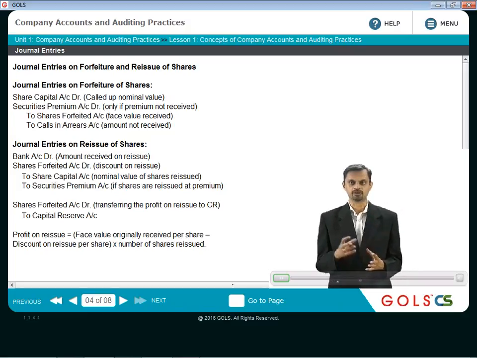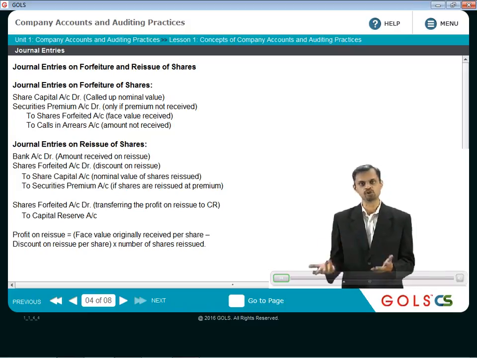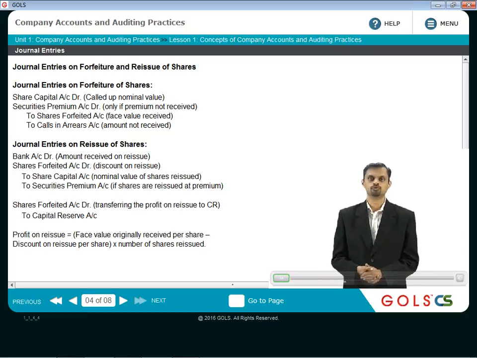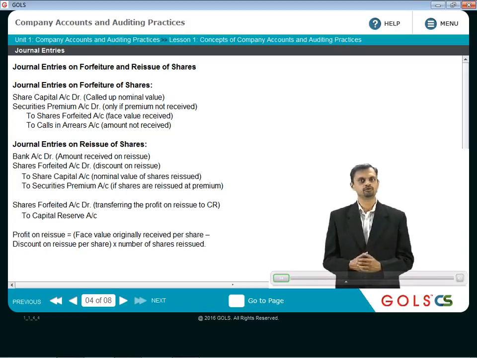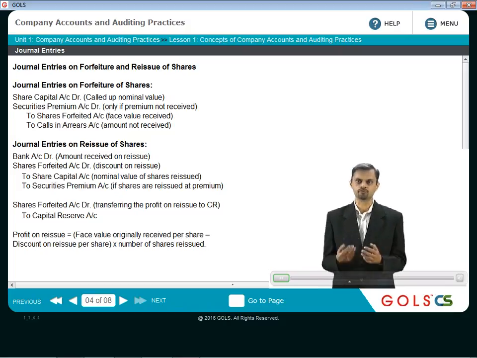Then whatever money had been called up, that you have reversed by way of debit. Now out of that amount, some money is received by the company, some money is not received by the company. So whatever money is received by the company, now you cannot keep it in share capital account. So that is why you will have to use a new account called shares forfeited account or share forfeiture account. So please remember, shares forfeited account will be credited to the extent of the face value received by the company.